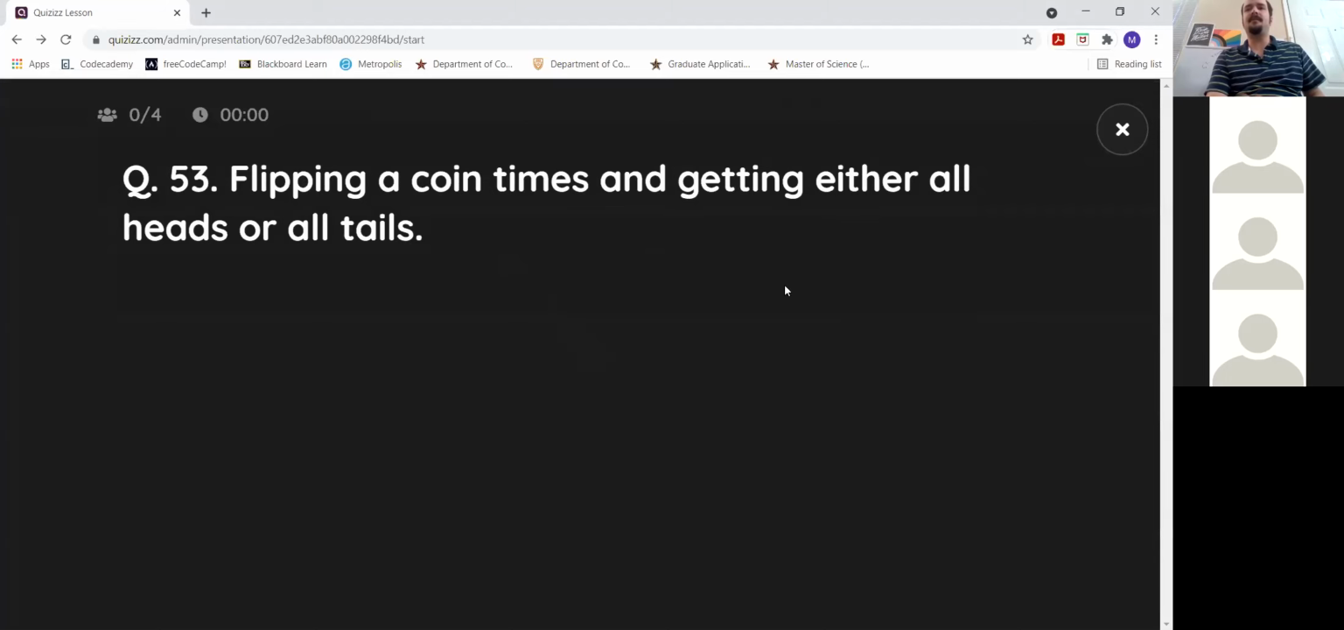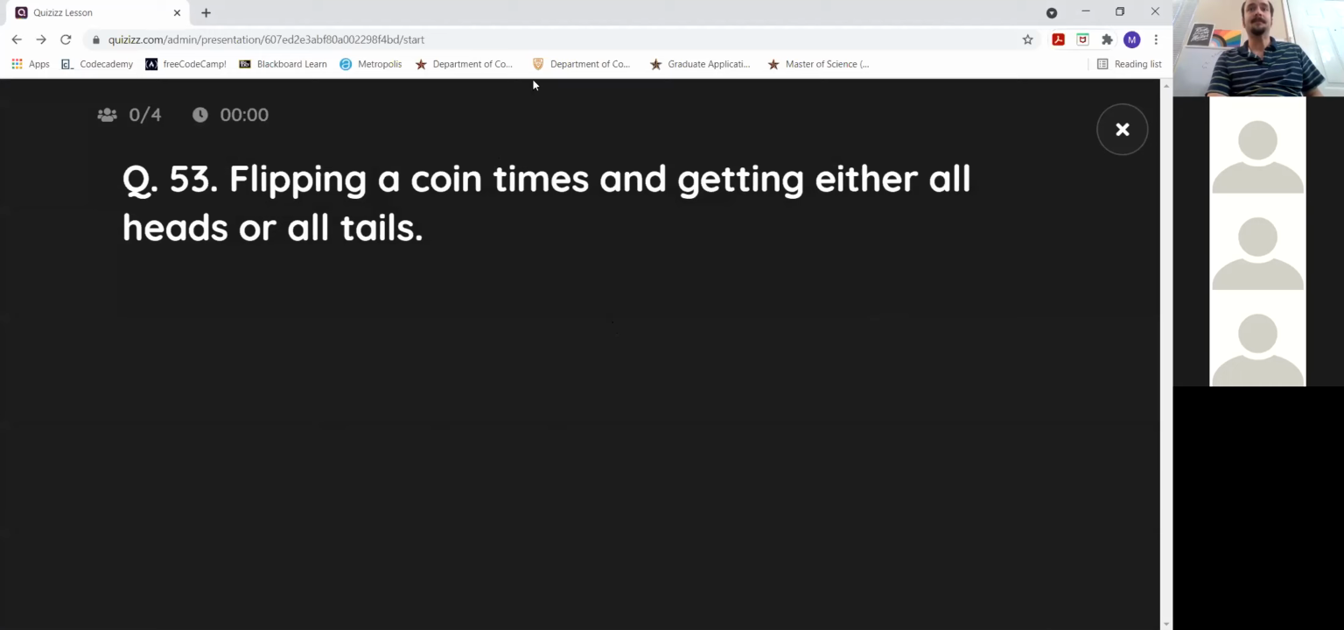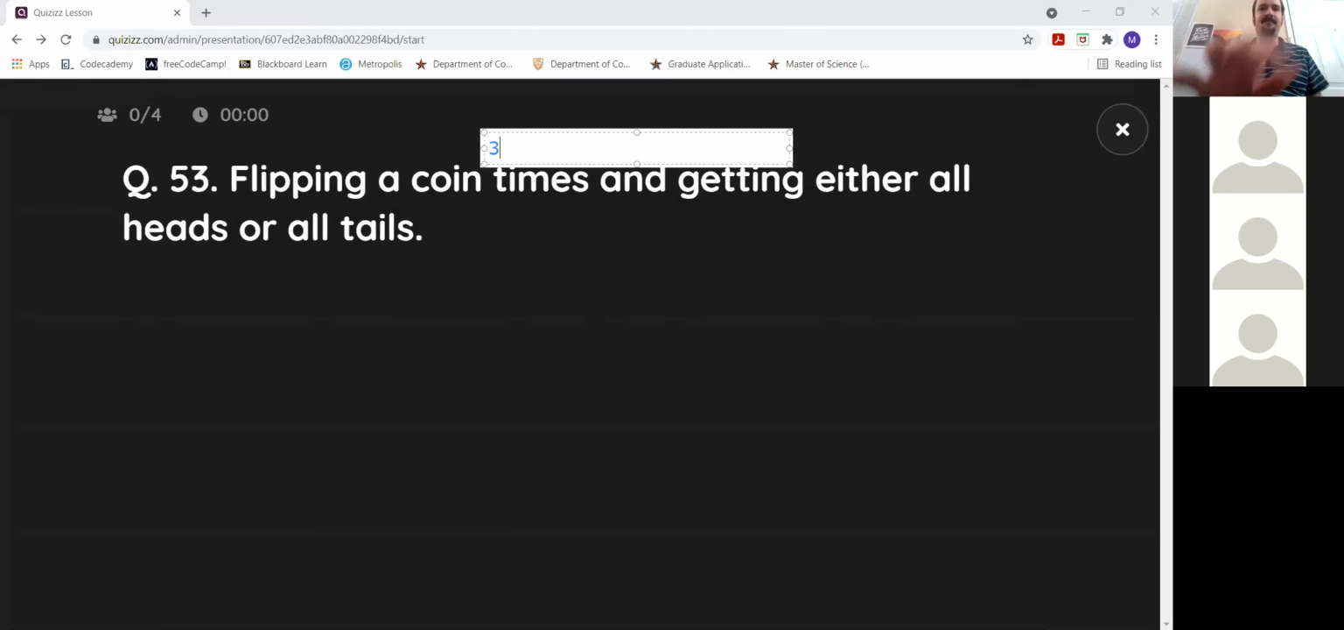Flipping a coin. Oh man, this is one I meant to throw a number in. Three times is what it should say. I didn't fix this, and I meant to fix it. I want to flip a coin 3 times and get either all heads or all tails.